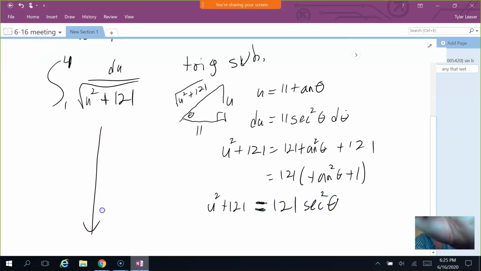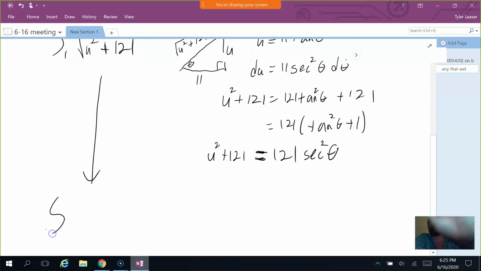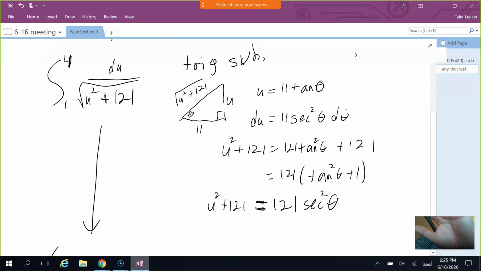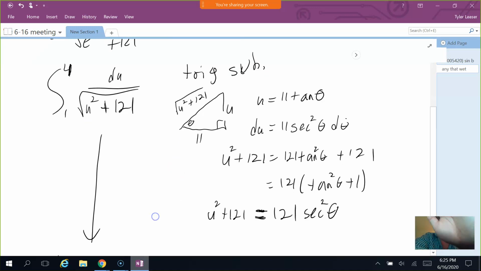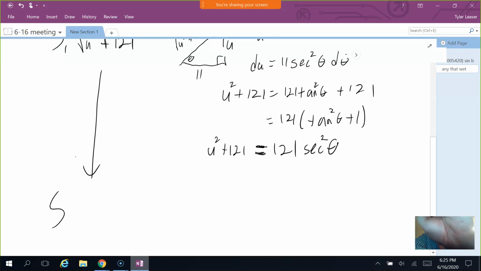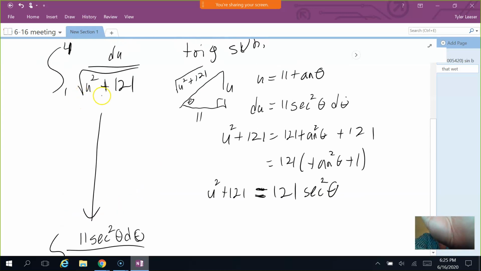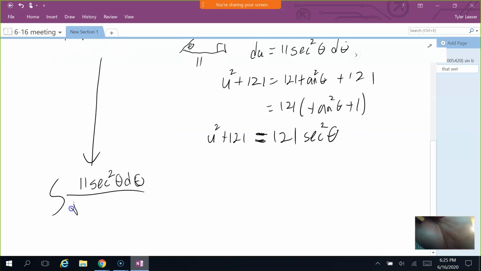Okay, now let's do all of those substitutions. So my limits have changed again, because if we're going from u to thetas, you could try to figure out what the thetas are, but it's going to be a little bit difficult. I would just redo the substitution at the end, plugging back in to get the u's. Okay, so I have du up top. Du, we said, was 11 secant squared d theta. That's all going to be divided by that square root of u squared plus 121. So for us, that's going to be the square root of 121 secant squared.